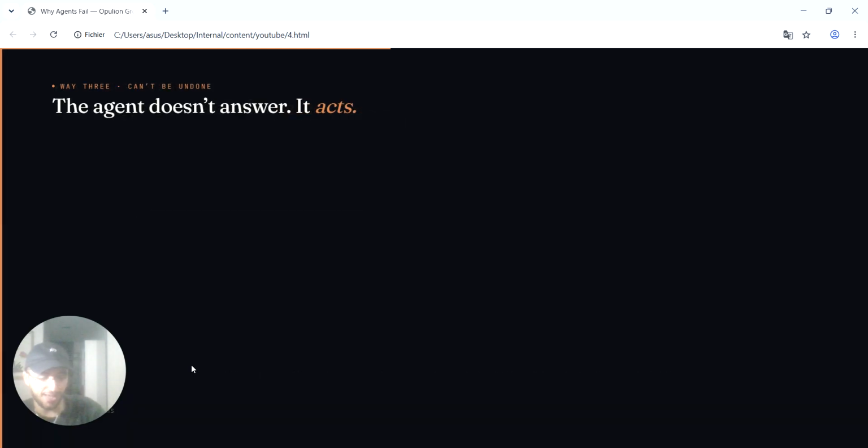Now here's what makes an agent genuinely dangerous, and not just annoying. This is the line that separates a chatbot from an actual agent. A chatbot just writes words. If it's wrong, you read it, go, this is wrong, delete it, and no harm is done. The cost of the mistake is almost zero, as long as you didn't act on the wrong information.